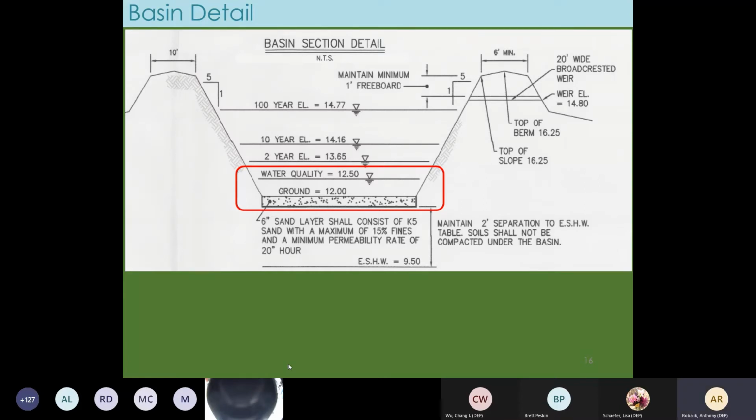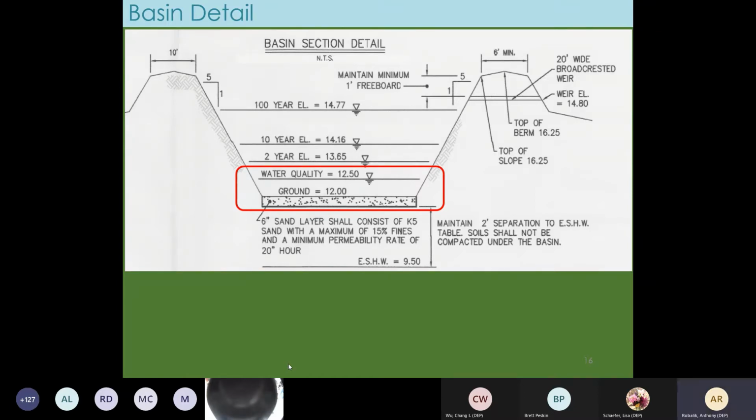So this is a detail of the basin. It shows the ground elevation at the bottom of the basin, water quality design storm, 10 and 100-year storm elevations, and it shows where they estimated the seasonal high water table to be. So keeping in mind, an infiltration basin needs to have 2 feet of separation from the seasonal high water table, but that 2 feet of separation needs to be measured from the bottom of the sand layer.